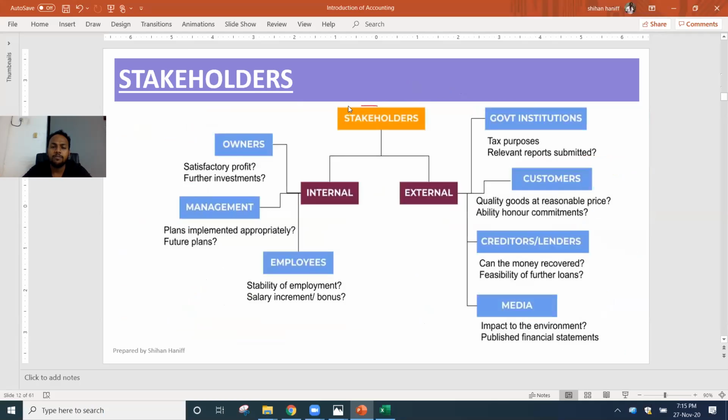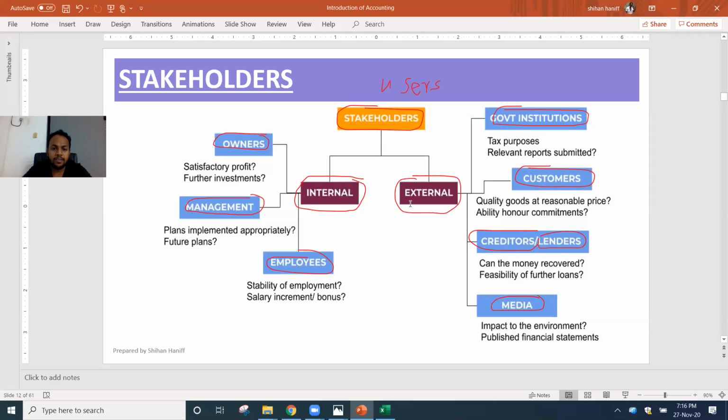So let's check who the stakeholders are. Stakeholders means the users. Different users use the financial information. We can divide all the users into internal and external. There are mainly three internal users: the owners, the management, and the employees. Then the external users, like government institutions, the customers, the suppliers, creditors, lenders, the banks, media, the competitors, right? Pressure parties, pressure institutions.